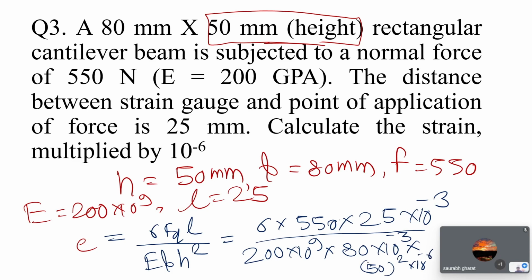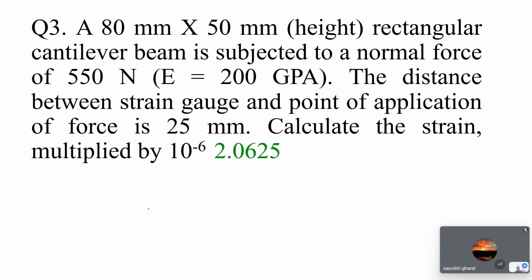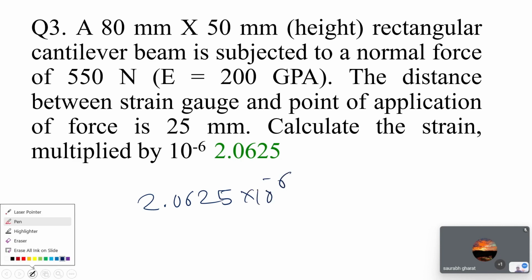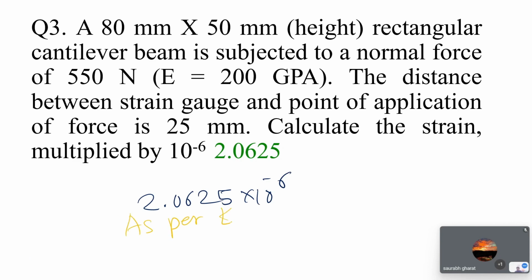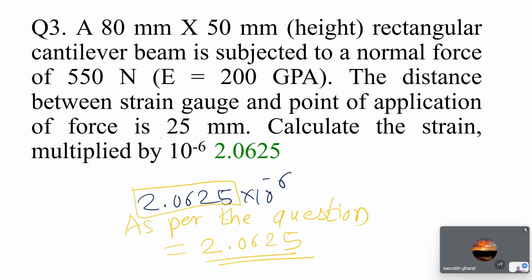So when you do all the multiplication, you will get the answer, which is mentioned as 2.625 into 10 raised to minus 6. But as per the question, you need to write just this answer. As per the question, the answer is equal to 2.0625. But it is mentioned here multiply by 10 raised to minus 6. So this was your answer.